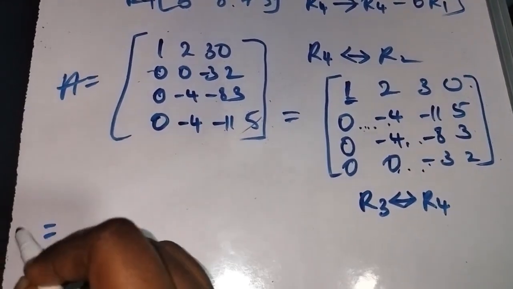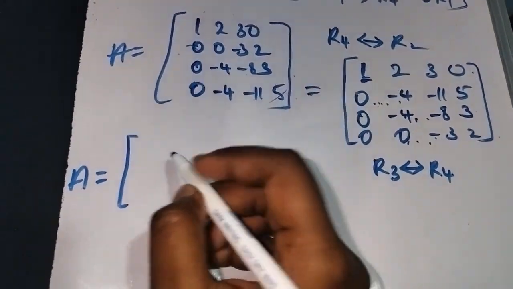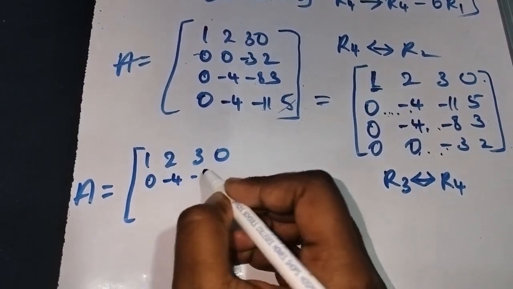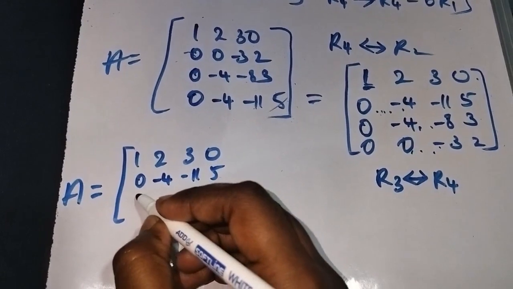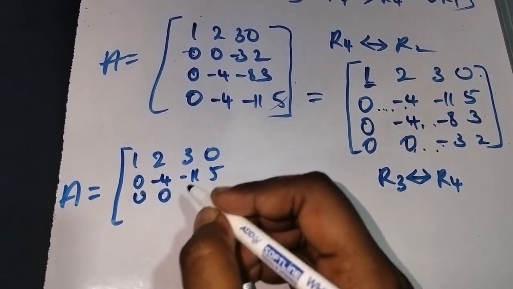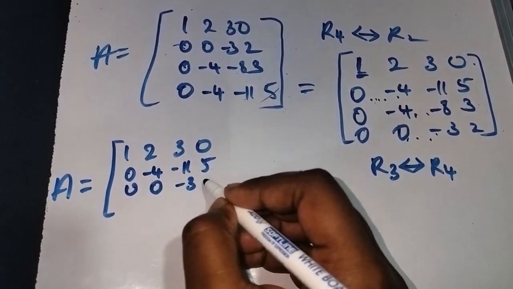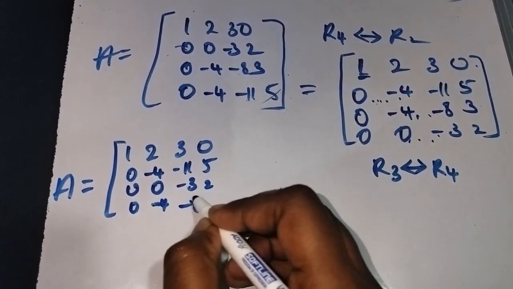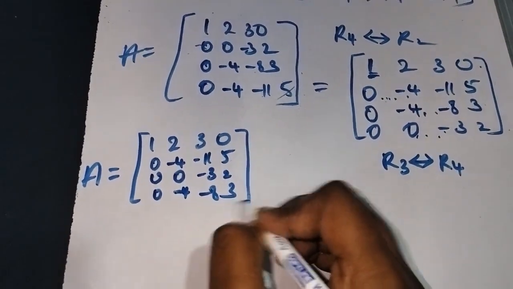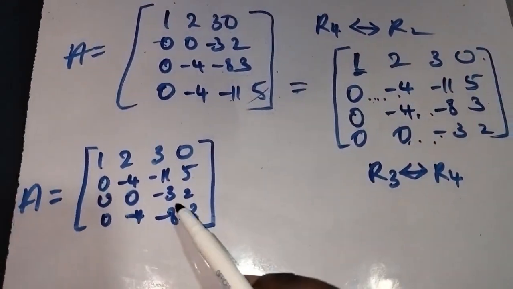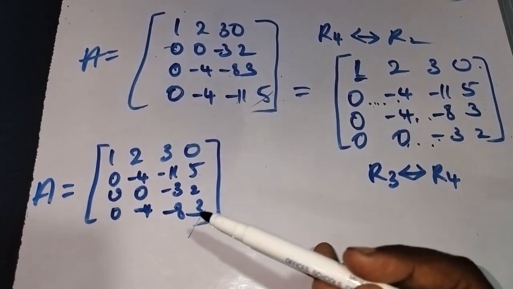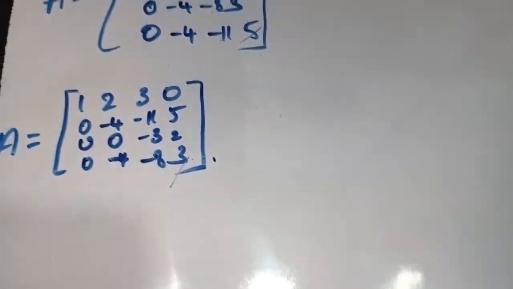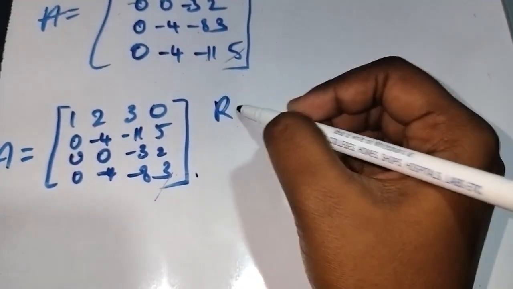The equivalent matrix is written like this: 1 2 3 0, 0 minus 4 minus 11 5, 0 0 minus 3 2, 0 minus 4 minus 8 3. So in this matrix, now that should become more simple. And now this R4 can be changed like this.